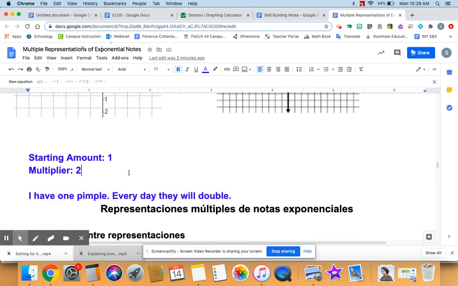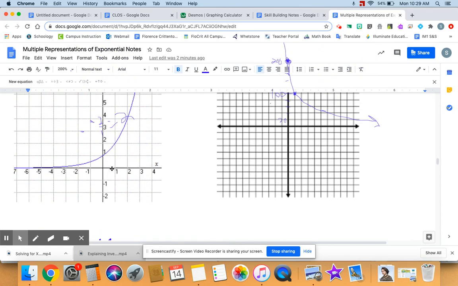And that's all of them. That is how you convert between all the forms of an exponential.